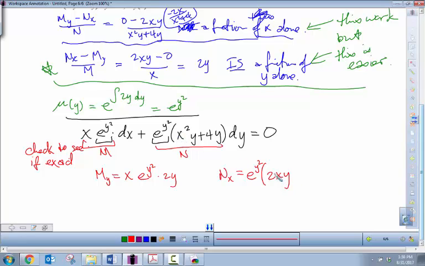This is going to be 2xy plus 0. Hey, it's exact. Right? These two are equal. M_y equals N_x. So this is now exact. So now we could just solve for it like we did before.